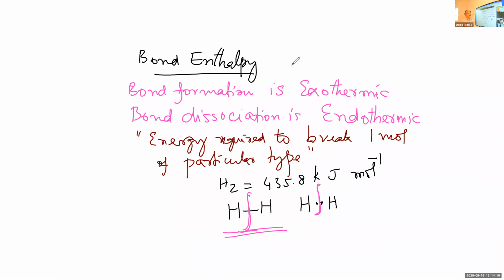You take the case of nitrogen. The bond enthalpy of nitrogen is equal to 946 kilojoules per mole. And what is the meaning of this? The meaning is this. You know the structure of a nitrogen molecule. Do you remember? There is a triple bond between the nitrogen atoms.